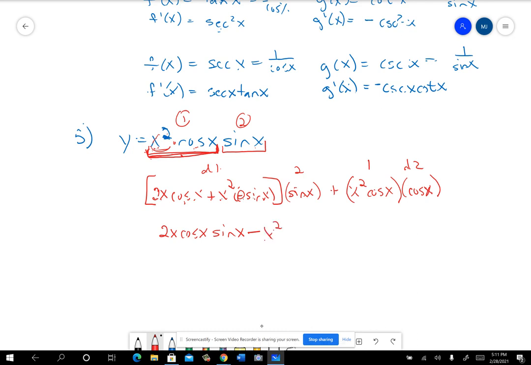So it'd be minus x squared sine x squared. And the way you write sine x all squared is sine squared x. Okay, so x squared, and then there's a negative, so that's where that is, sine squared x. Okay, so that's the first part. And then this, when I multiply, is just going to be x squared cosine squared x.